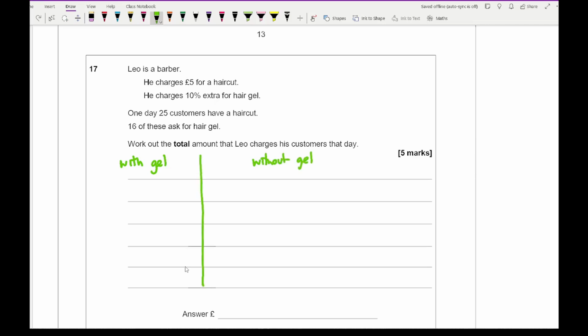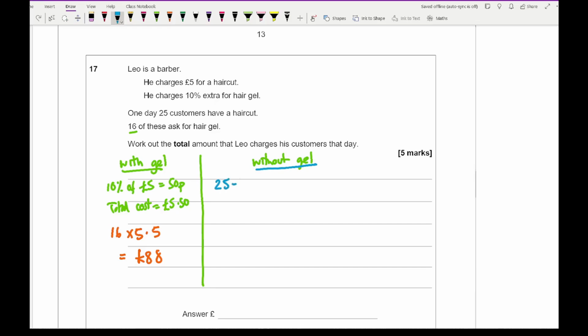So looking at this, the ones with gel, well, we know that there's 16, so he's going to get now 10% of £5 equals 50 pence. So then the total cost is going to be £5.50. Now if there's 16 people having a haircut and ask for gel, then that's going to be 16 times 5.5. Now again, you can do any form of multiplying you want to do for this, but you should have a total of £88.